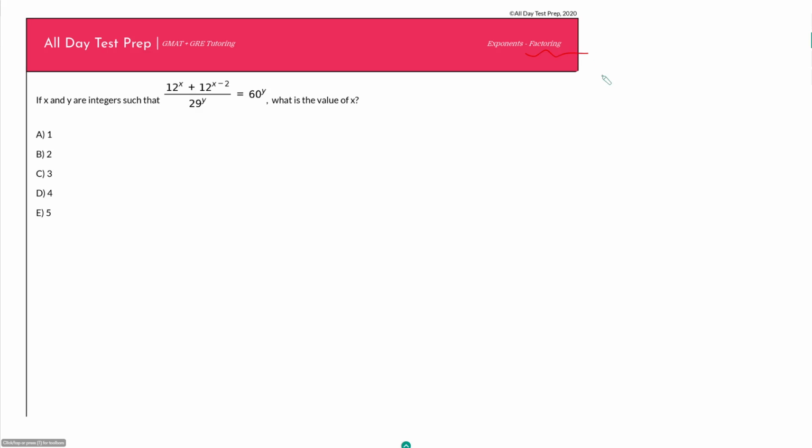And so it is a good idea when you are approaching a problem to always think, if you're thinking about what should I do next, well, think about what you ultimately want to achieve. And so for a question like this that says, if x and y are integers such that 12 raised to the x plus 12 raised to the x minus 2, all over 29 raised to the y, is equal to 60 raised to the y, what is the value of x?